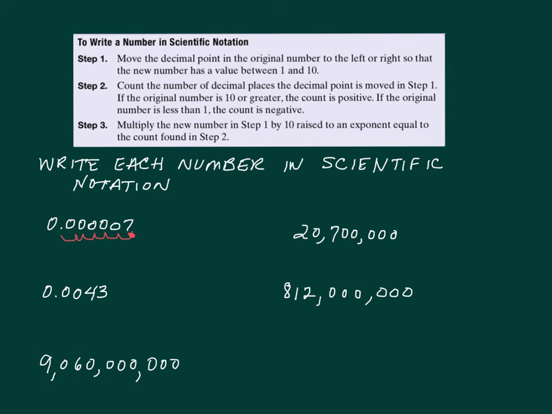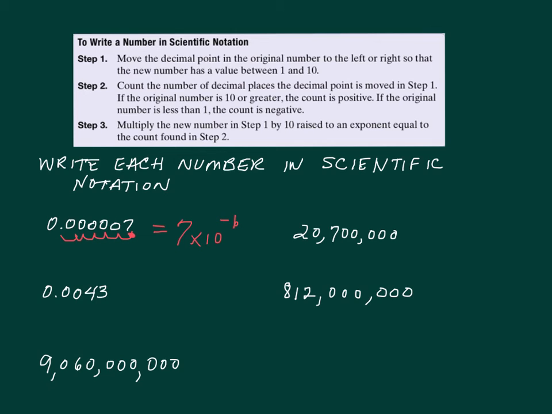But how many places did I move it? 1, 2, 3, 4, 5, 6. So that becomes 7 times 10 to the negative 6. Negative 6 because this original number is a small number. It's less than 1, so it has to be a negative exponent. This number here is a big number, so when we move our decimal, it's going to be a positive exponent.